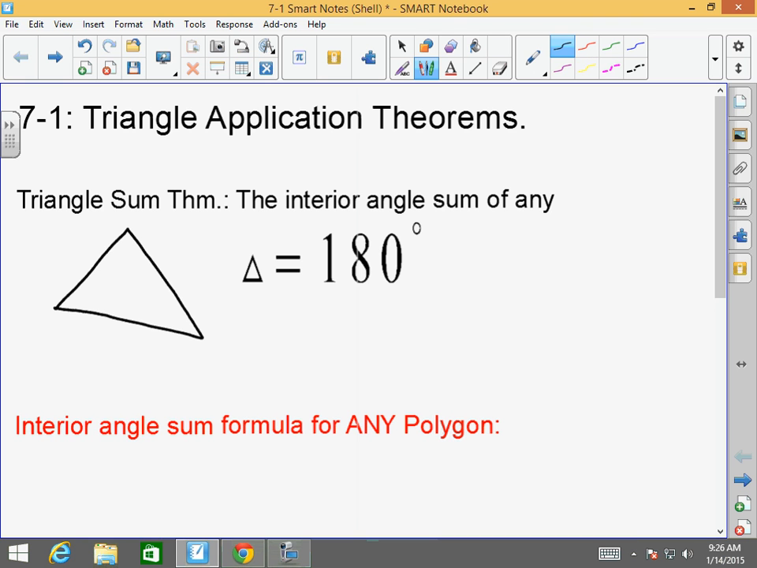How does that help me? Helps me a lot. If I've got 40 and then this is 70 and this is x, well, I know that x plus 110 has to equal 180. So x would equal 70. What kind of a triangle is this now? An isosceles triangle. So that means this guy is congruent to that guy. Excellent. So the sum of any triangle, it doesn't matter what kind of a triangle it is, is always going to be 180 degrees. Okay? Always.